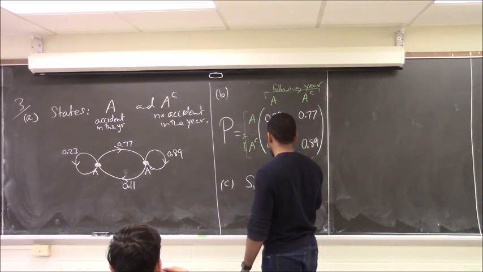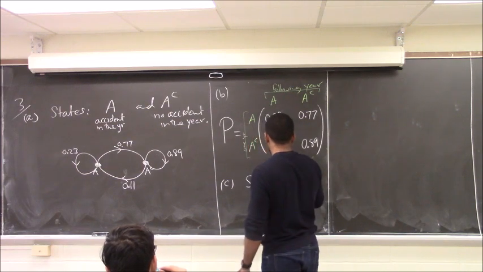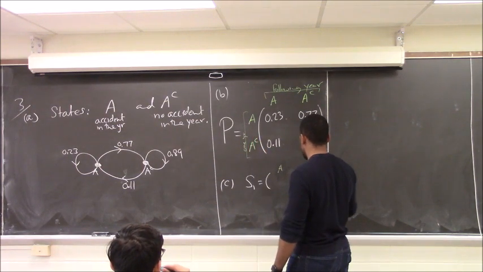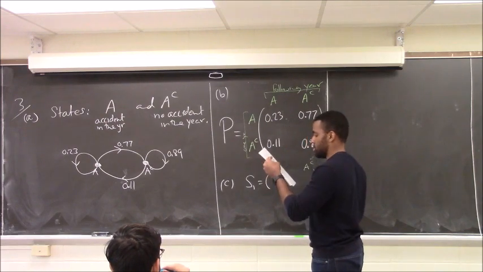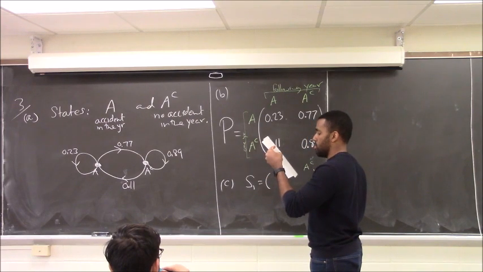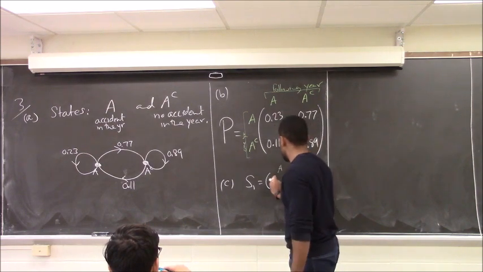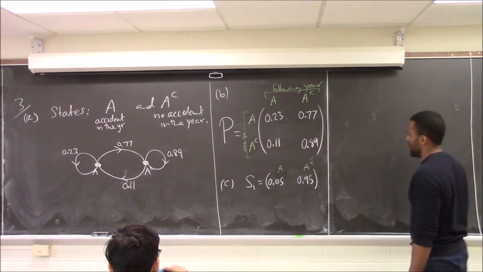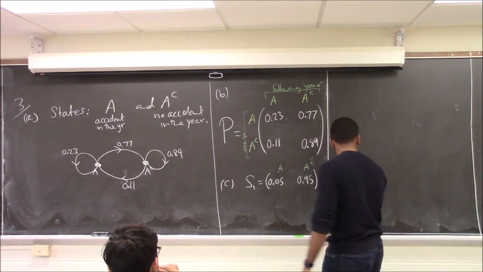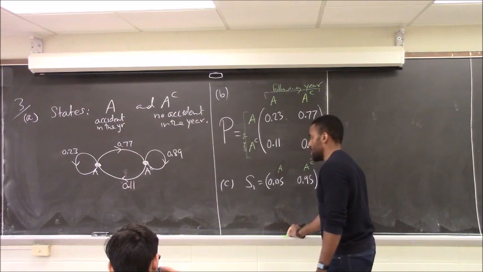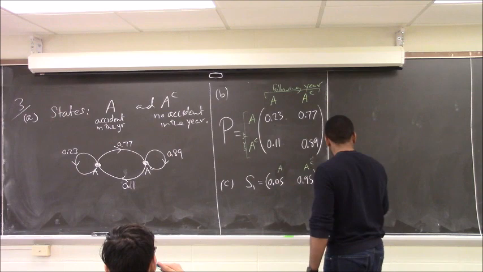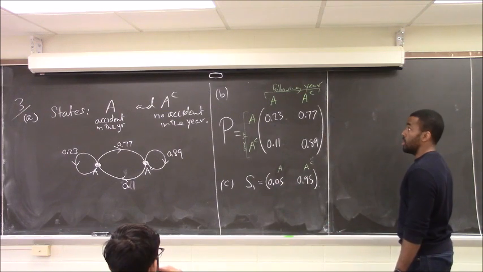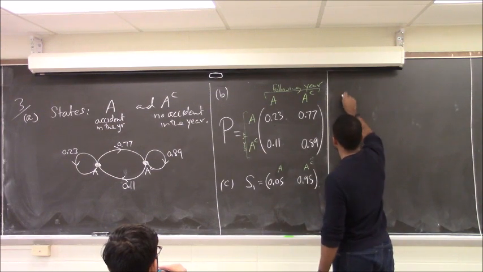That reminds me of something I should tell you. So put A, you look at people in state A versus people in state A complement. 5% had an accident this year, so you put 0.05, which means 95% did not have one. So that's your initial state matrix. Right after, remind me to say something about that. Didn't do last night. Yeah, so then you did what? Multiply by the transition matrix.